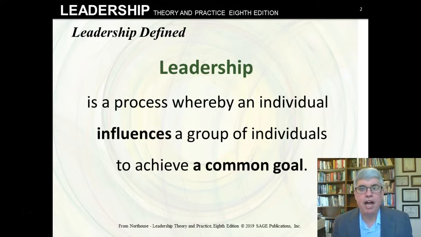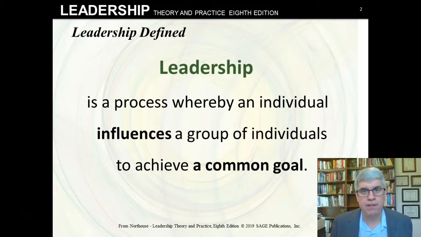The main idea in this chapter is that we can define leadership, and the way that we define leadership will influence how we interpret it. So the definition that Northouse provides, which I thoroughly agree with, is that leadership is a process whereby an individual influences a group of individuals to achieve a common goal.